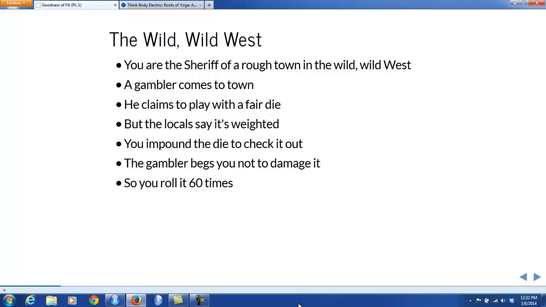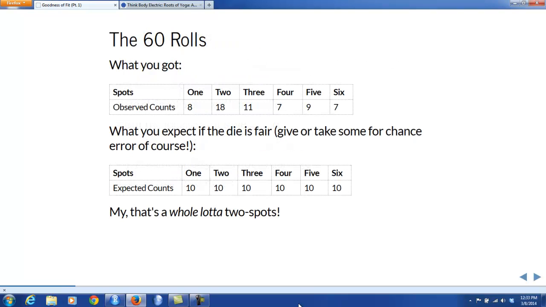So instead, you roll it a certain number of times, let's say 60 times. And let's say this is what you got. Your observed counts are that you got the 1 spot 8 times, the 2 spot 18 times, the 3 spot 11 times, and so on. These observed counts add up to the 60 rolls.